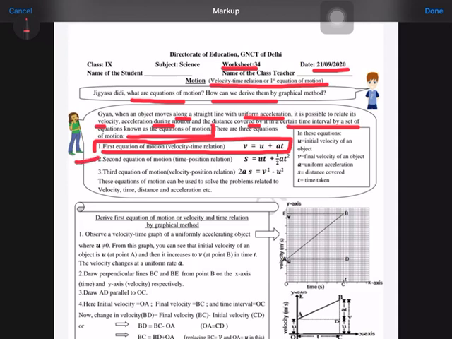We have to study these three equations, first, second and third. First is v is equal to u plus at. We will derive it by the velocity time graph. Second equation of motion, that is time position relation, s is equal to ut plus half at square. And third, the equation of motion is the velocity position relation, that is 2as is equal to v square minus u square. So these equations of motion can be used to solve the problems related to velocity, time, distance and acceleration. This is very important. The numericals which are based on finding velocity, time, distance and acceleration, these equations can be used.